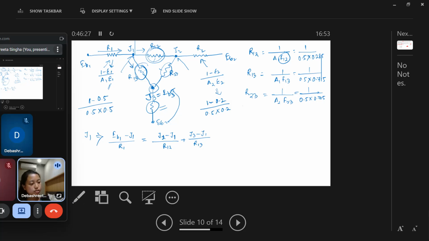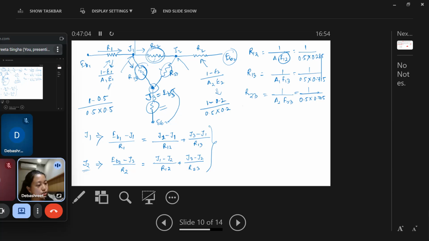Another equation we have here, at node J2. We can write the same thing, EB2 minus J2 divided by R2 is equal to J1 minus J2 divided by R12 plus J3 minus J2 divided by R3. Now if we solve these equations, we can get the values of J1 and J2.